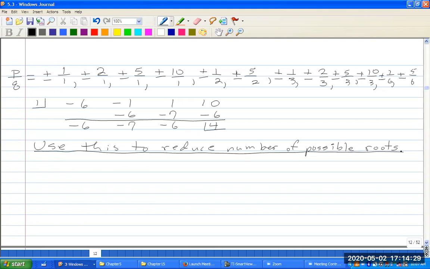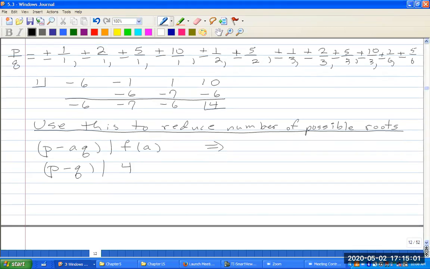So this was my f of a is 4. Recall that it said that p minus aq must divide f of a. So in this case, this says that p minus q must divide f of a, which is 4. So let me do this naively at the beginning.